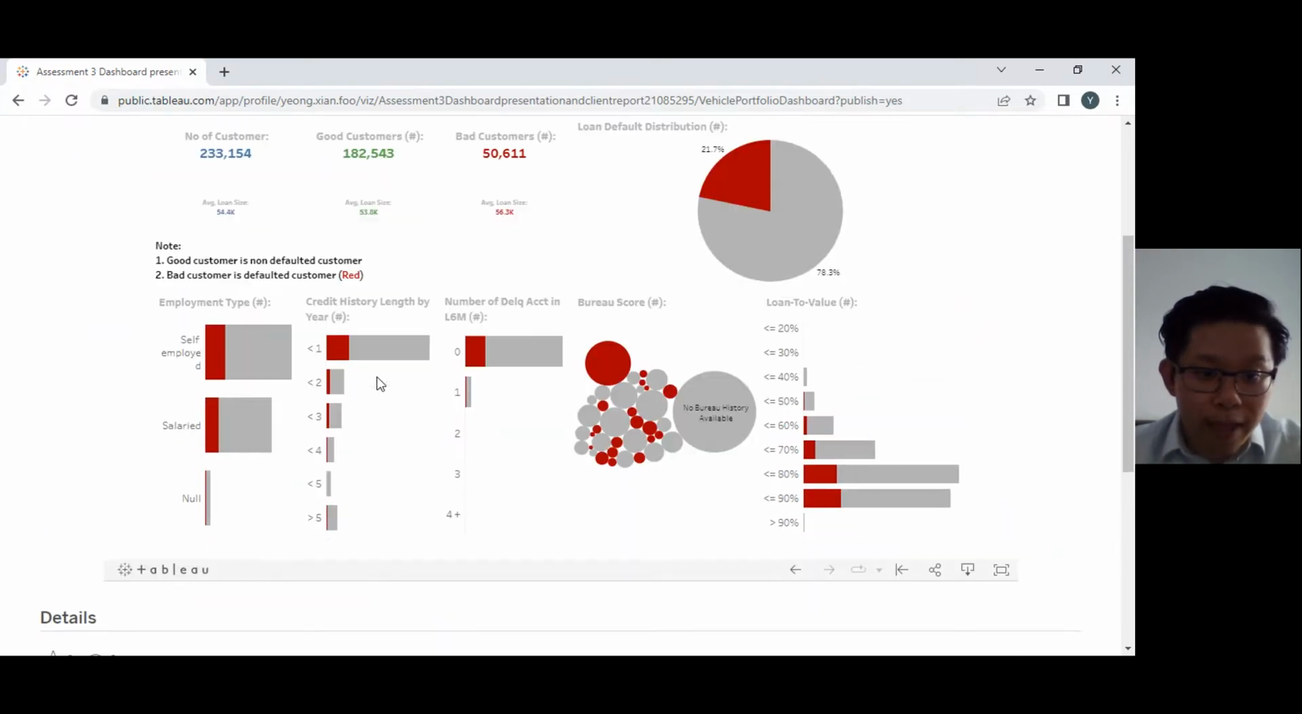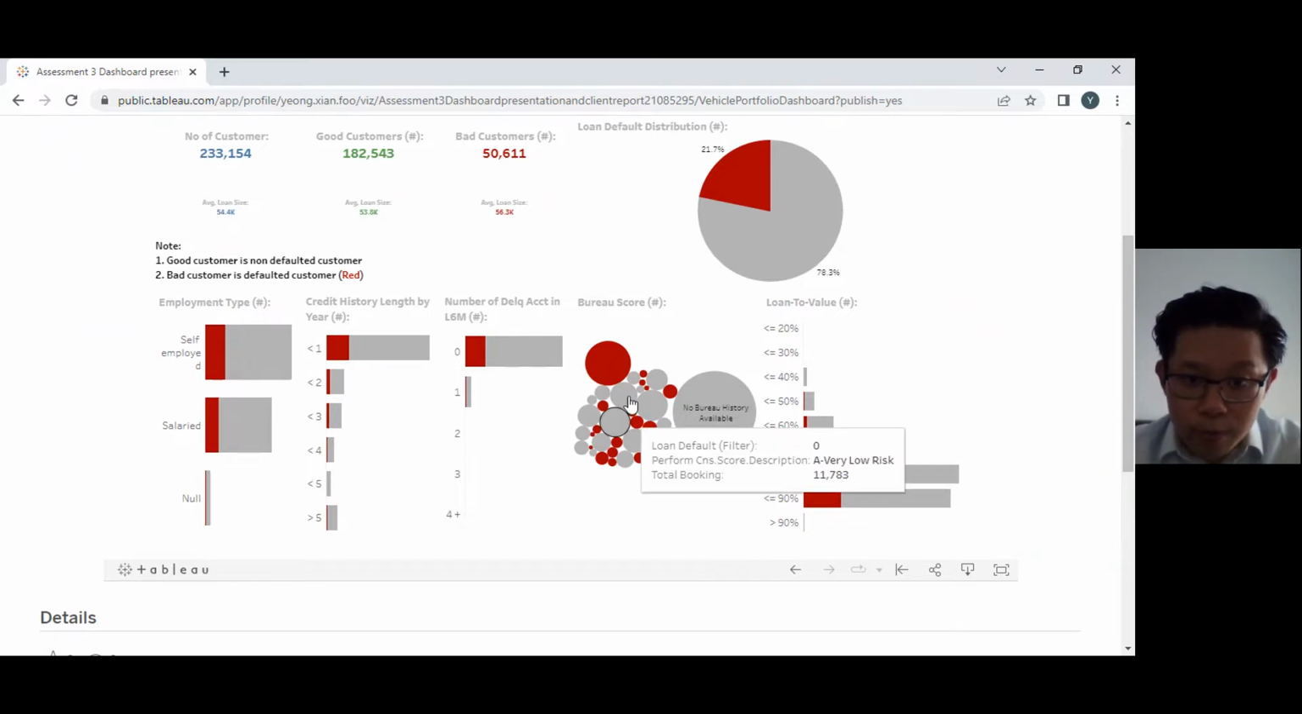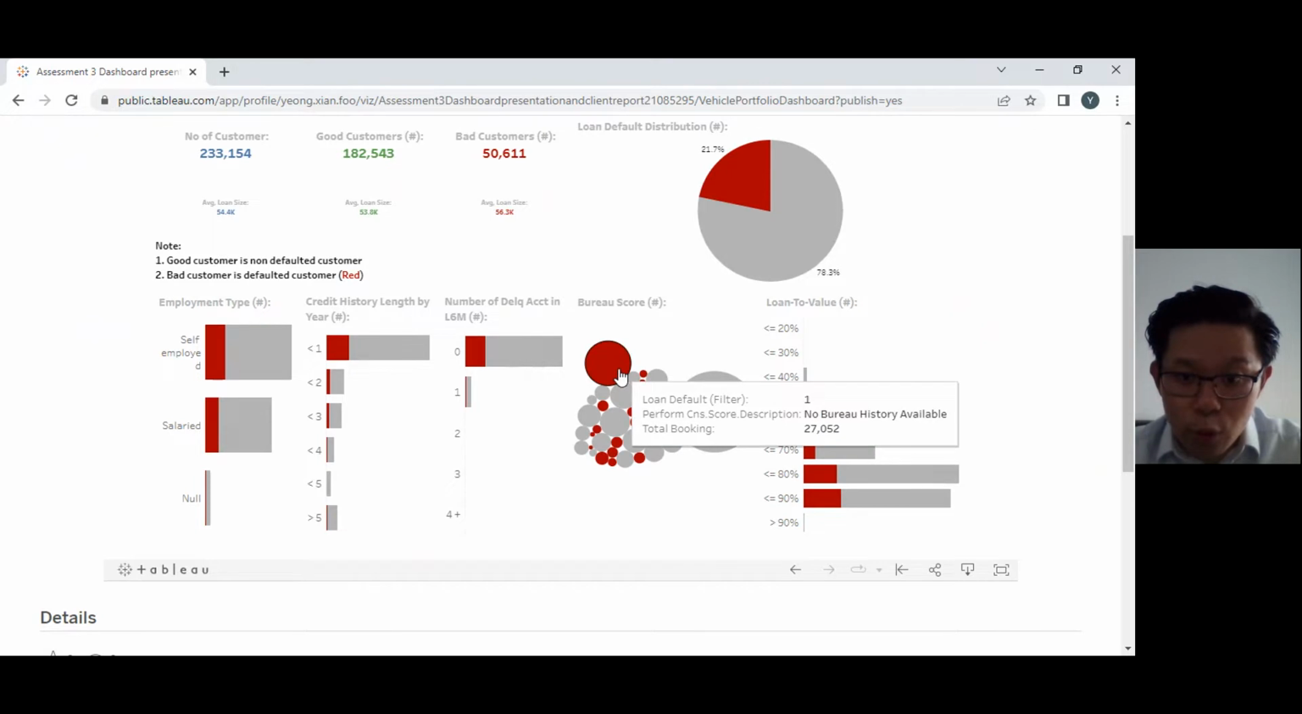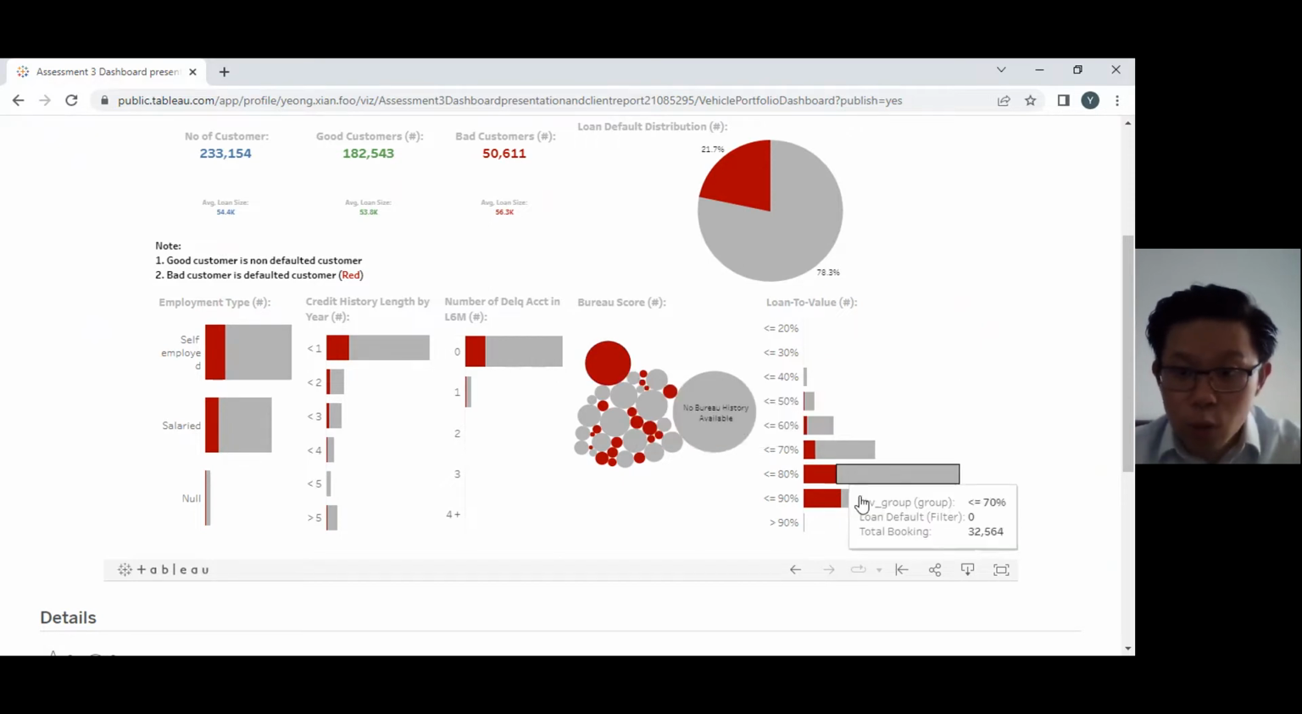So when we look at the bad customer, for the employment type, we cannot see any differences, but we can see that less than 1 year contributes more to the default loan. And for the bureau score, if they have no bureau score history available, then there is a higher chance that they go into default. Same goes for the more than 90% LTV.